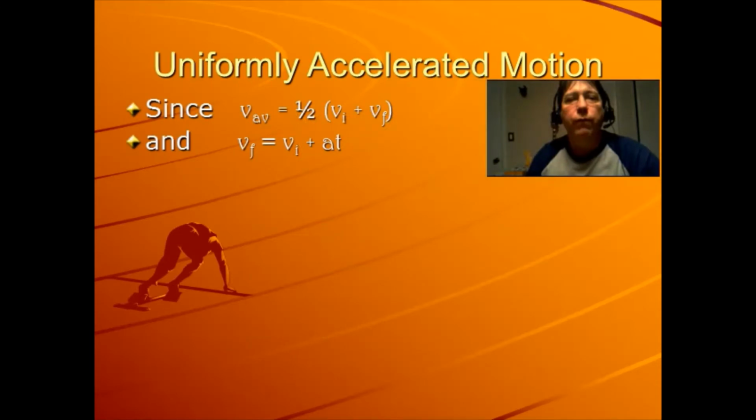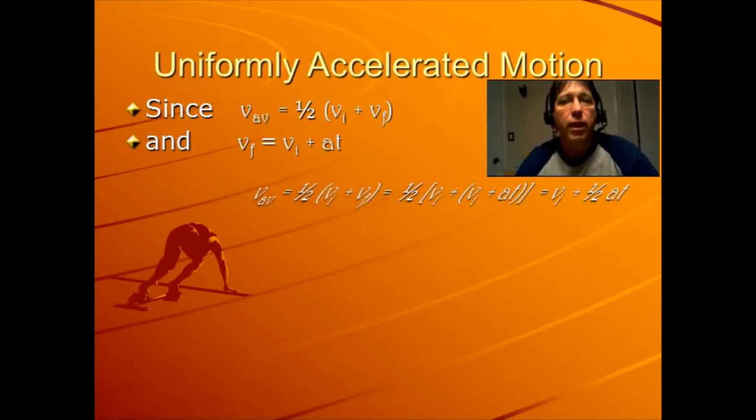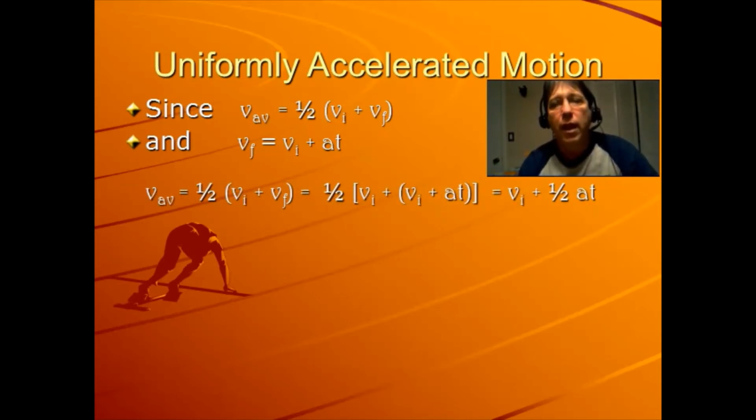Looking at that formula we talked about for average velocity, the idea that initial plus final over 2 gives you an average, if we take into account our latest formula, which gives us a new definition for final velocity, we can substitute that v sub i plus at in for final velocity in the average velocity formula. And we get a new expression, which is v sub i plus 1/2 at.